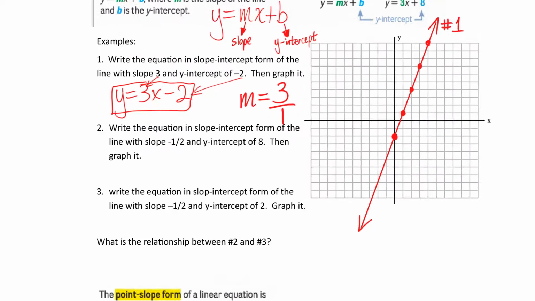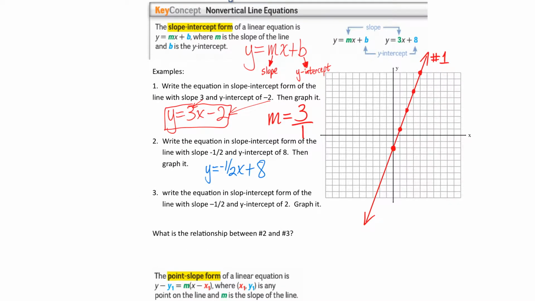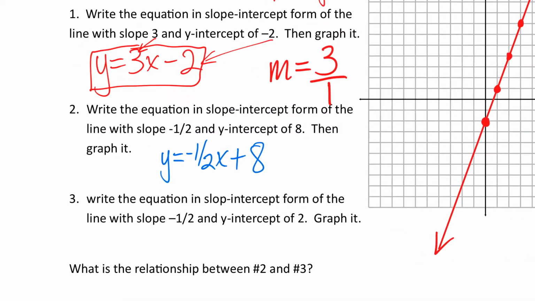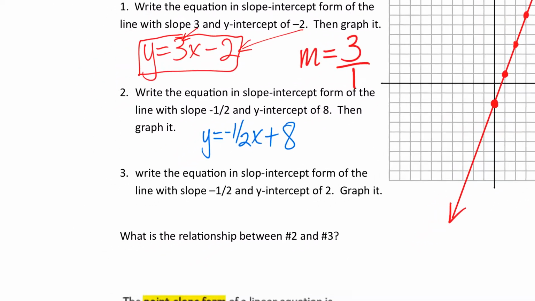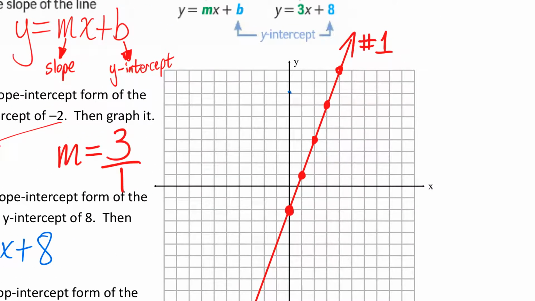Okay, number 2. What would that equation look like? Y equals -1/2 x plus 2. Be careful. Oh, you skipped 2. Plus 8. All right, so what do I want to start with on that one? 8. Go to the y-axis and go up to +8, which is right here.